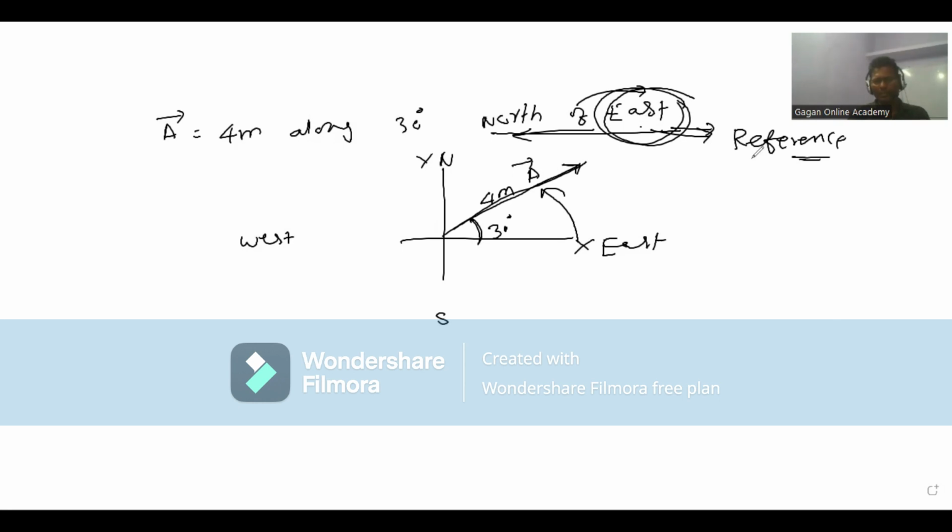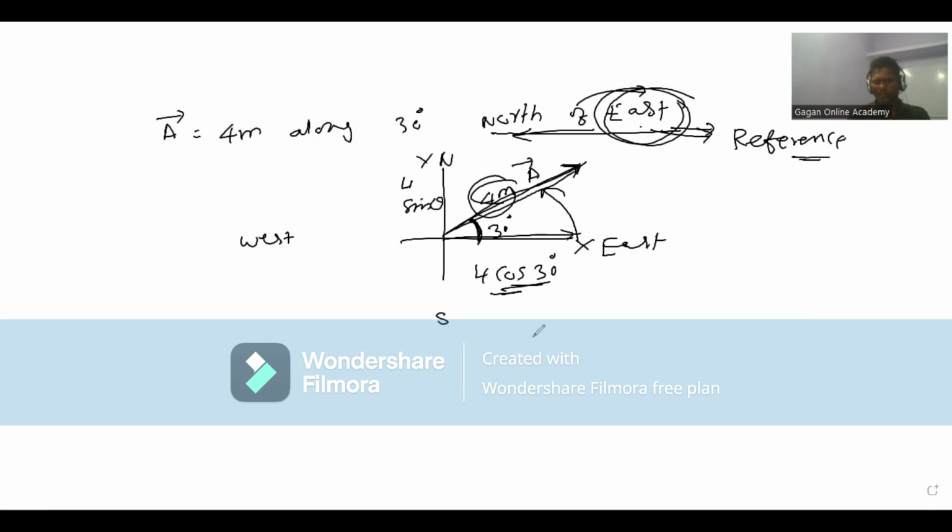Now, how to represent this diagram mathematically? Just now I told you this vector must be divided into two components. Here 4 meter, 30 degree is given. Horizontal component is A cos theta, vertical component is A sin theta. So Ax is 4 cos theta and this Y component will be 4 sin theta, where theta is 30 degrees.